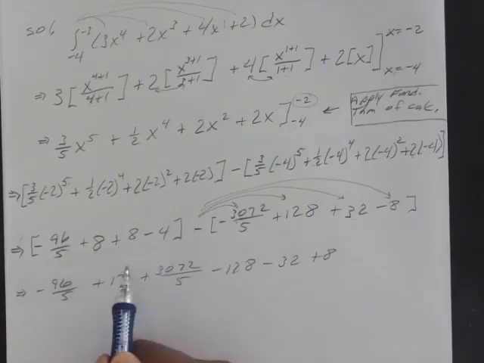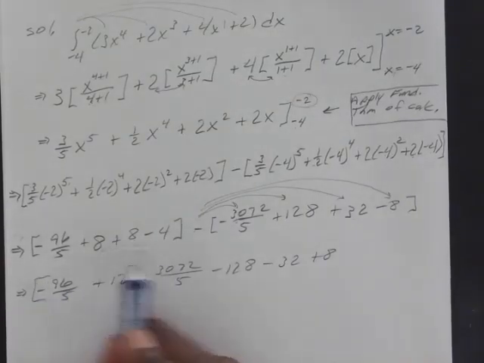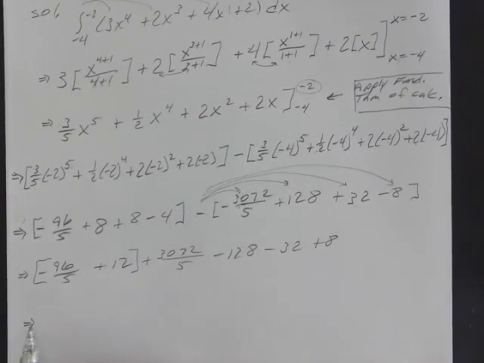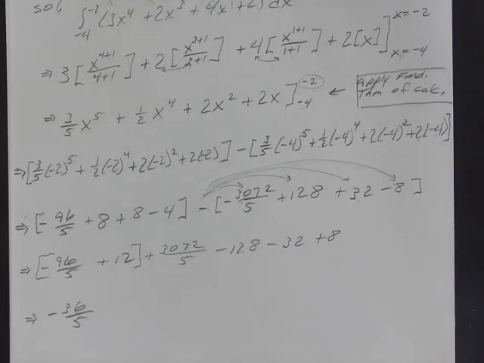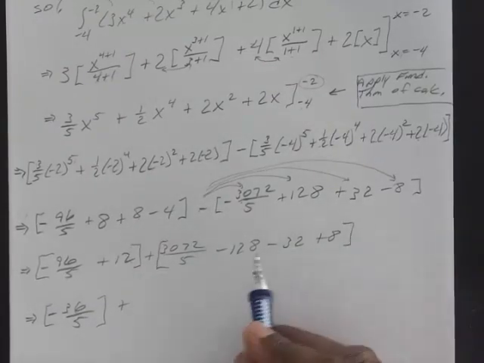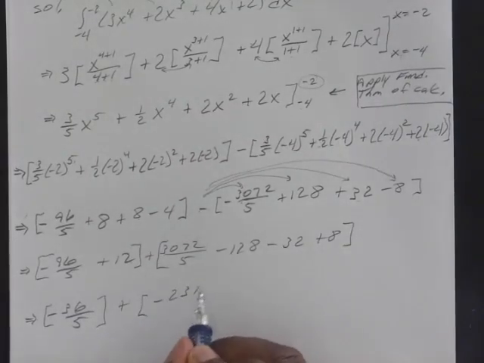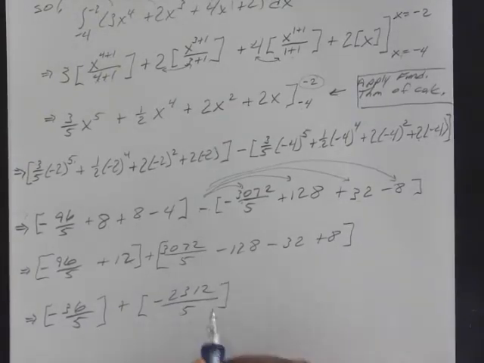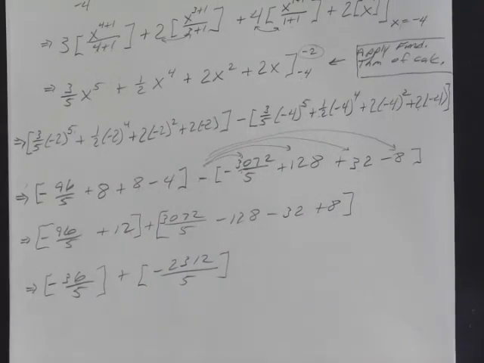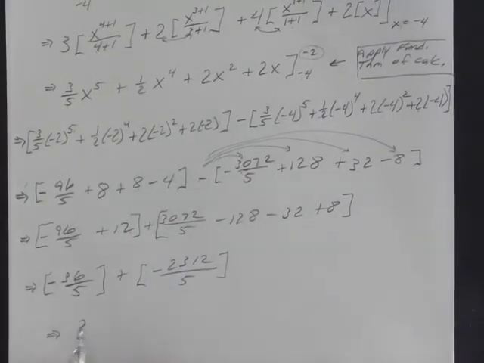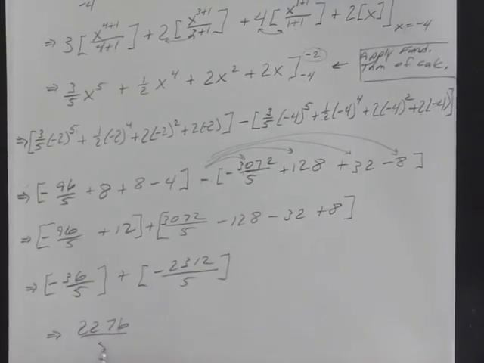Okay, so if you get these first 4 terms, which gave us these two after we combine the whole numbers, that would give you -36/5 after multiplying the 12 by 5/5, which would give you 60/5. Plus, we combine our whole numbers and multiply it by 5/5, that would give us -2312 divided by 5, which gives us 2,276 divided by 5.